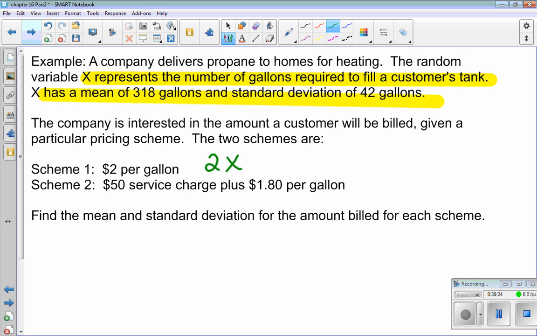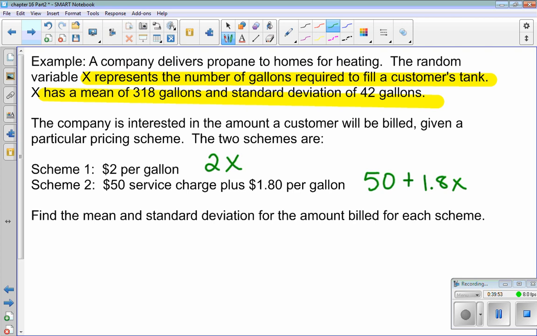Scheme 2 is different because now I'm charging you $50 just to come to your house, but I'm going to charge you less per gallon, $1.80 a gallon. How do I define that, Sammy? Who was your algebra teacher? Okay, yes, that's true. $50 service charge plus 1.80 times x. Fine, we can do that. This is algebra, easy.